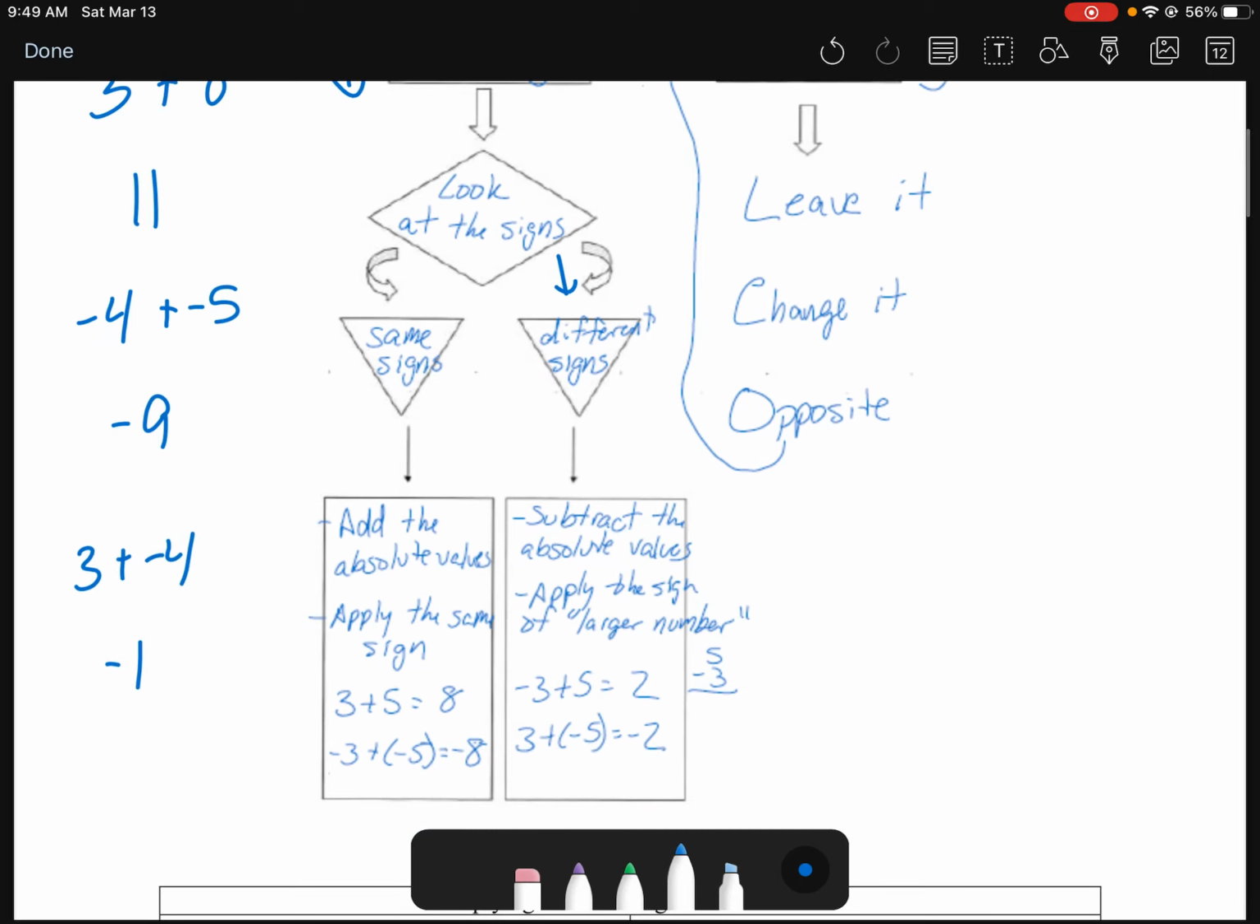If my signs would have been flipped, so I had negative 3 plus 4, again, I would have 1. 4 is still the bigger number. It is positive, so my answer is positive 1.